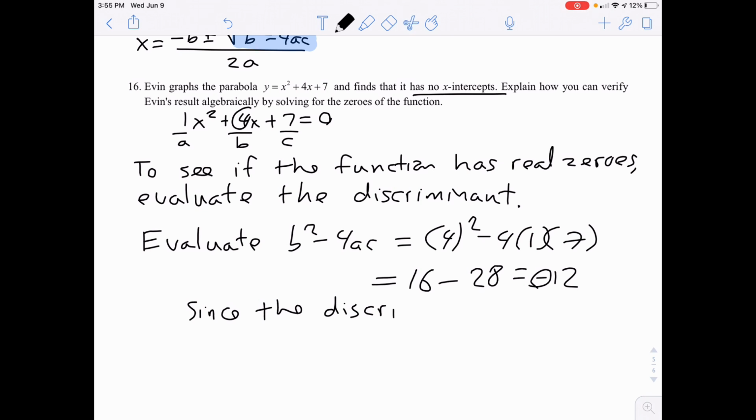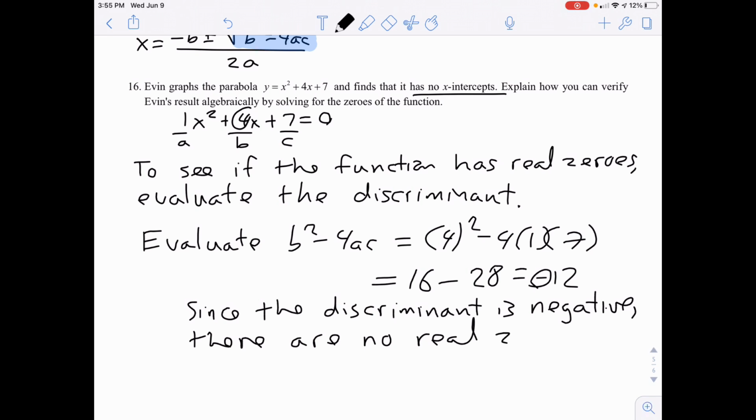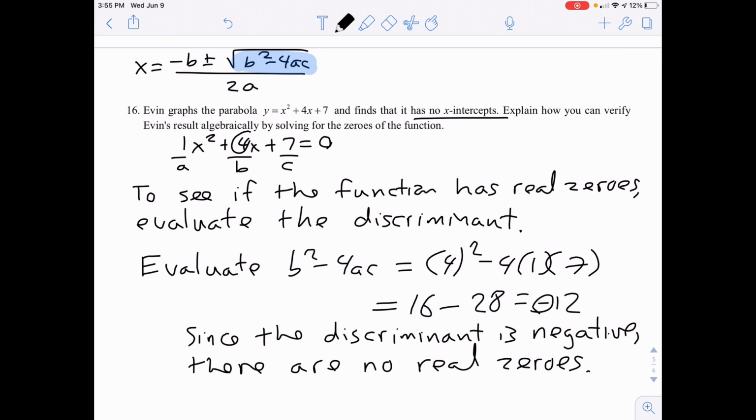Since the discriminant is negative, there are no real zeros. So you can evaluate it algebraically by simply looking at the b squared minus 4ac part of the quadratic formula, called the discriminant. If the discriminant is positive, you have two real zeros. If the discriminant is a negative number, you have no real zeros.